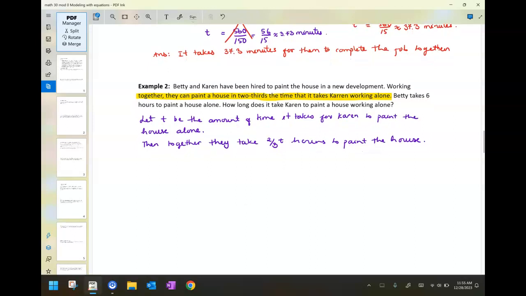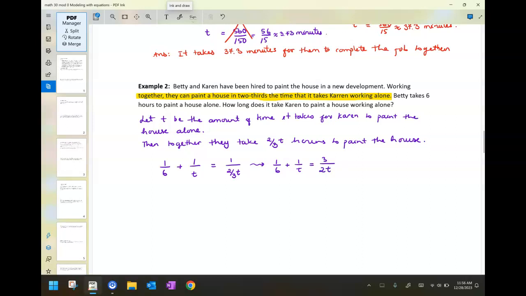Now I can set up my equation. Working alone, Betty does 1/6 of the job in an hour. Working alone, Karen does 1/T of the job in an hour. Together, they do 1 over 2/3 T of the job in an hour. Let's clean up this equation. I can rewrite this as 1/6 plus 1/T equals 3/2T.